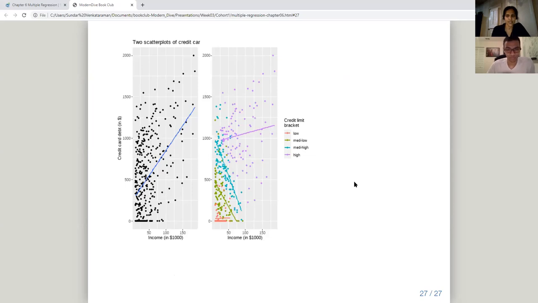And it's kind of cool. What they did is they segregated them into credit limit brackets, based on whatever the cutoffs were, going from low to medium, etc. And what they found is that with the low, the medium low, and the medium high, it actually trends downwards, like you would expect based on the regression table. But it's actually a positive relationship with the high credit limit. It's not as positive as what you're seeing on the left, but it's still positive. So that's another interesting thing: when you have multiple interactions, you could be masking what's going on at the subunit level.